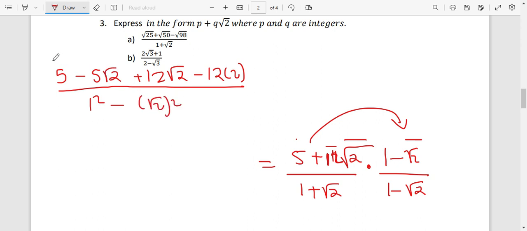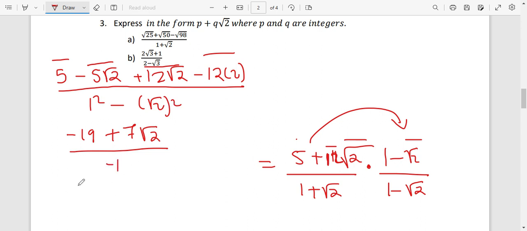So add like terms on top. This is 5, this is a negative 24. 5 minus 24, that will give you, is it a negative 19? Then negative 5 root 2 plus 12 root 2, that is just basically 12 minus 5, which is what? Is it a 7? So 7 root 2. And then down you have got 1 minus 2, which is a negative 1. Therefore, the final answer is going to be positive 19 minus 7 root 2.